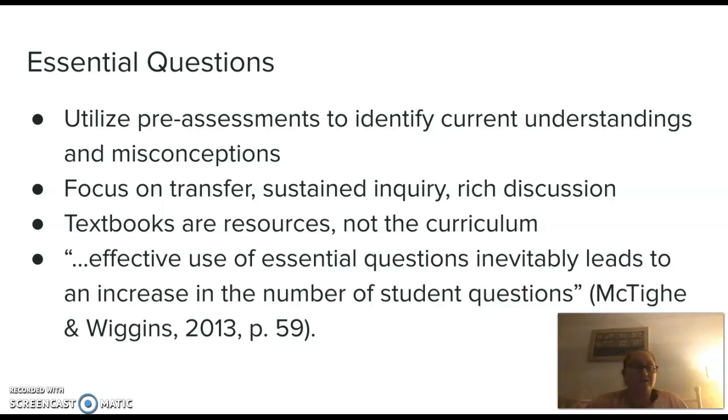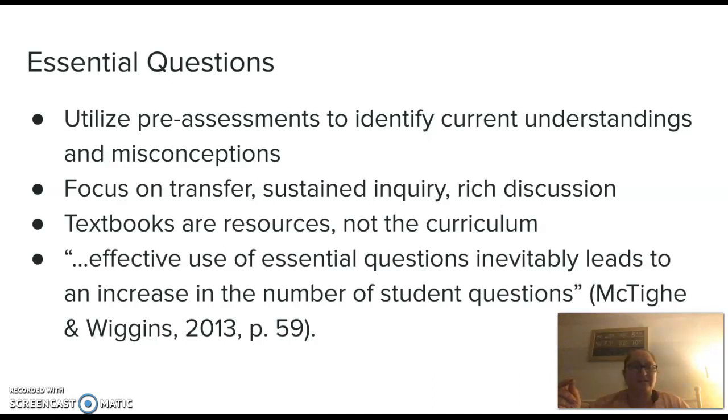Our essential questions should really focus on transfer. So whatever they learn in this unit transfers to outside learning, right? That kind of answers the question like, why am I learning this? You have to relate it to real life or some other area that's important to students. They should also sustain inquiry. So again, it should sustain that idea of asking questions, seeking answers, asking more questions throughout the entire unit, and then really foster rich discussion.